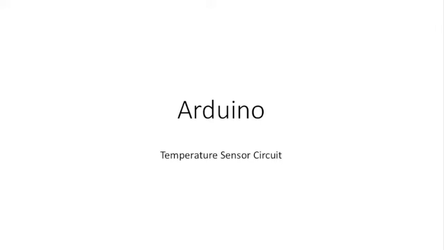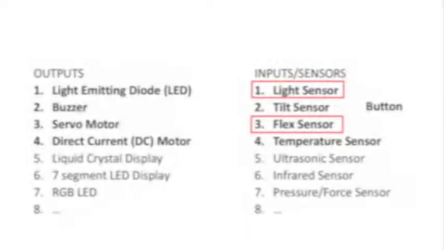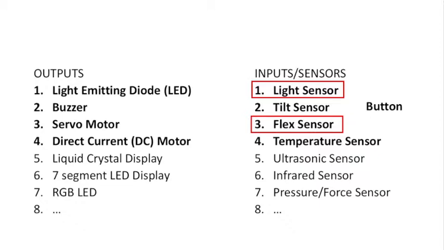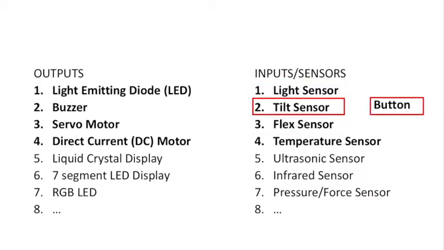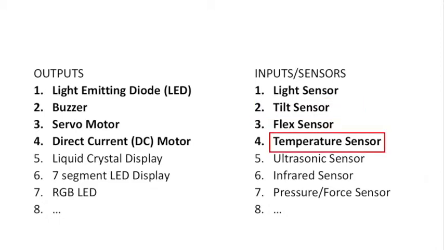This is the last video for Arduino, where we will learn the last input in the series. As we recall, in video 2E, we learned about the light sensor and flex sensor circuits. And in video 2F, we learned about the two digital input sensors, the button and the tilt sensor. Today, we are going to learn the last sensor, the temperature sensor.